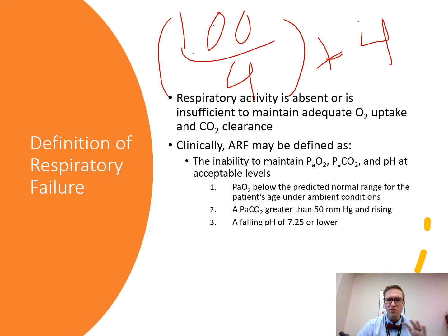So there are two forms of acute respiratory failure that have been described. One is hypoxic respiratory failure, and the other is hypercapnic failure, and we'll go into those next. But I do need you to know these values. And we're talking about normal physiology. We're not talking about a CO2 retainer here. A PO2 lower than what it should be for that patient's range or condition, or CO2 greater than 50 millimeters of mercury and rising, or pH 7.25 and or lower are a very good way to show respiratory failure.